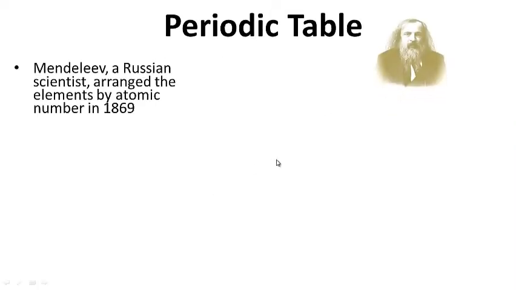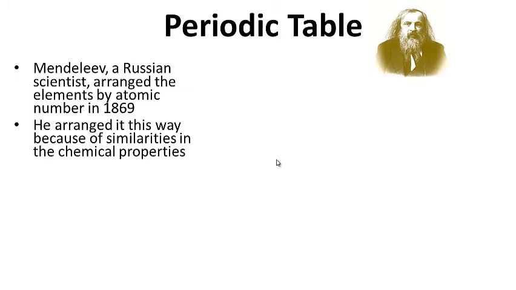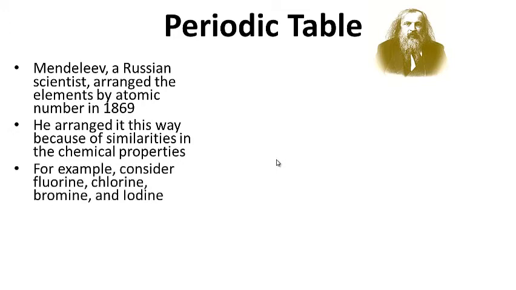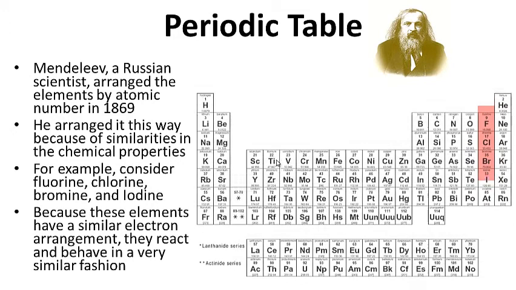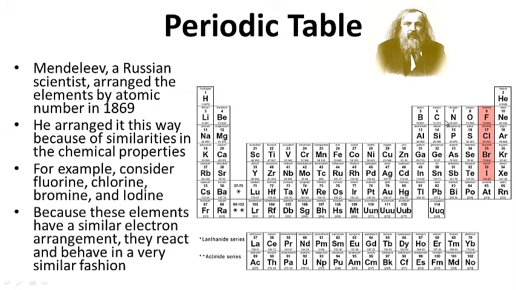Mendeleev, a Russian scientist, arranged the elements by atomic number in 1869. He arranged it this way because he noticed similarities in the chemical properties, in the way these elements behaved. For example, consider fluorine, chlorine, bromine, and iodine, over here on the far right. These elements are very similar in how they react and behave, and this is because they have a similar electron arrangement.